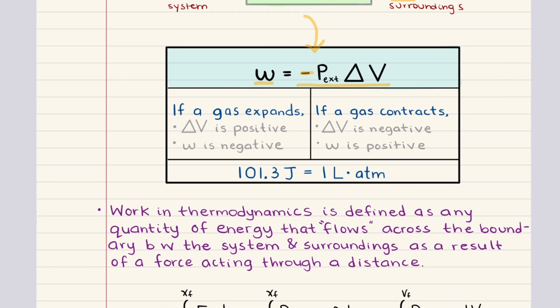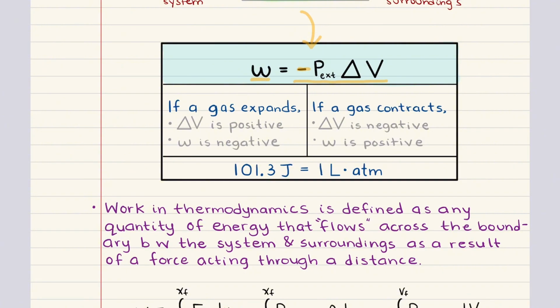Let's pause here and reflect on what this means. If the gas expands, the change in volume is positive, and the expression gives us negative work, meaning the system is losing energy to the surroundings. But if the gas contracts, the change in volume is negative, and the expression gives us positive work, meaning the system is gaining energy from the surroundings.